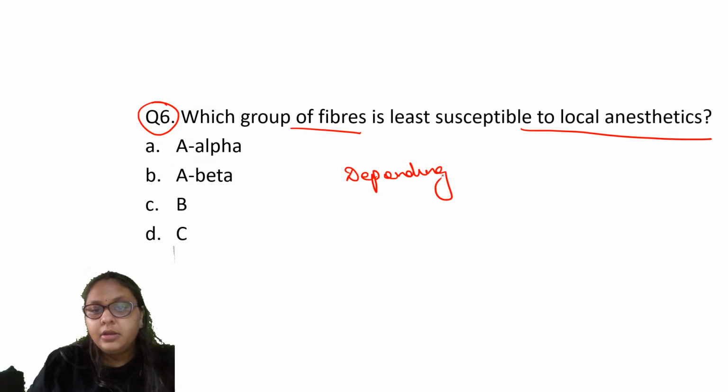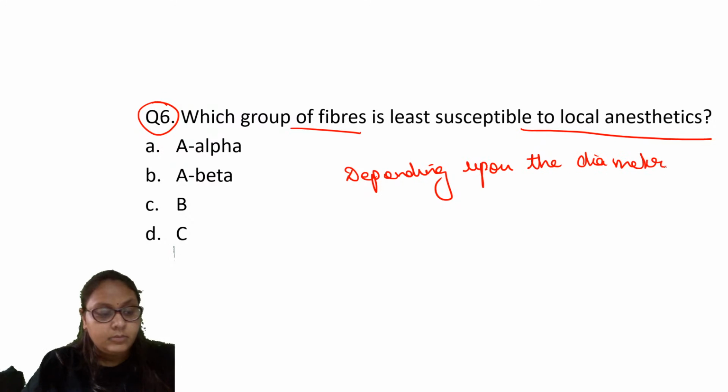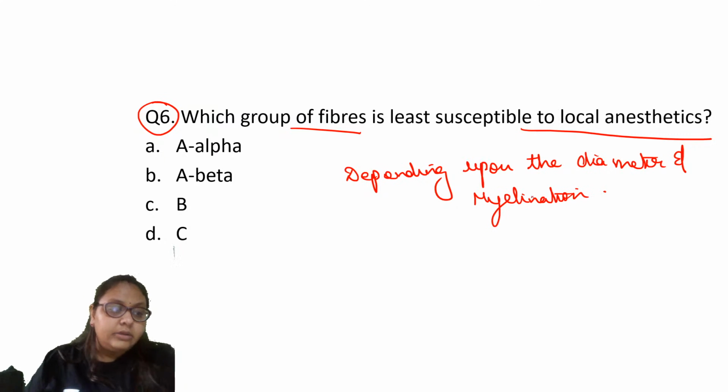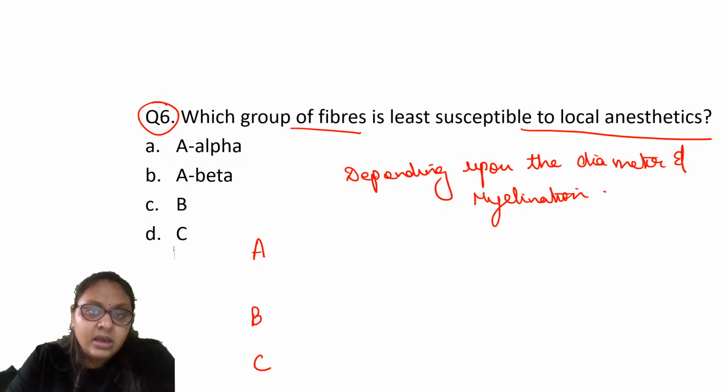Depending upon the diameter and myelination, the nerve fibers are divided into A, B and C. What should be the answer for this, friends? Least susceptible to local anesthetic. Dr. Ragul, what should be the answer for this?